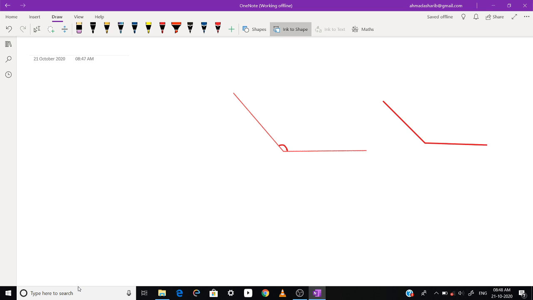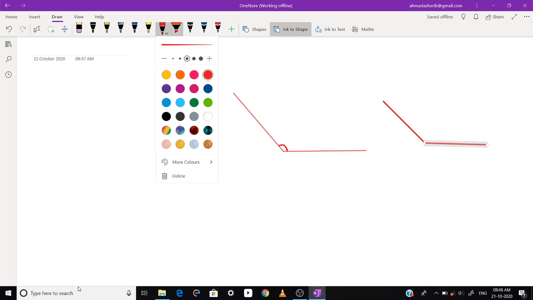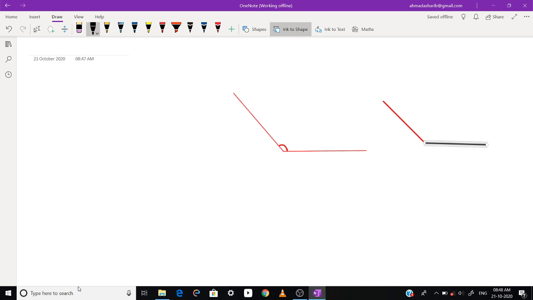So can we fit these two obtuse angles and make another obtuse angle? This is what the question is asking. Is it possible? No, it's not possible, because if we fit these two angles together, it will become a reflex angle. It will not be an obtuse angle. So the answer is no, it is not possible.